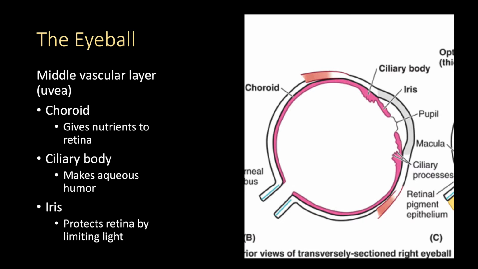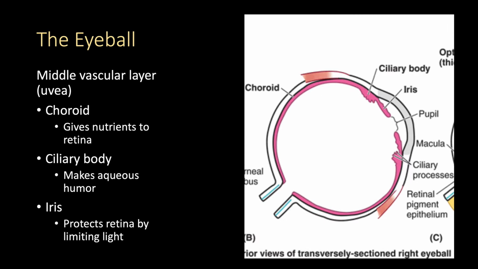Just deep to the limbus, we find a ring of vascular tissue called the ciliary body, which is what the lens is anchored to and what controls the shape of the lens. This is also where aqueous humor is produced, which we will talk about a little later. This vascular layer then continues onto the iris, which lays over the lens, narrowing and widening to regulate the amount of light reaching the retina.